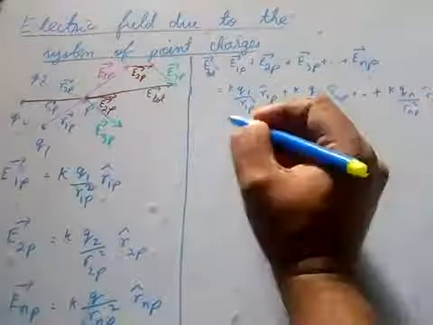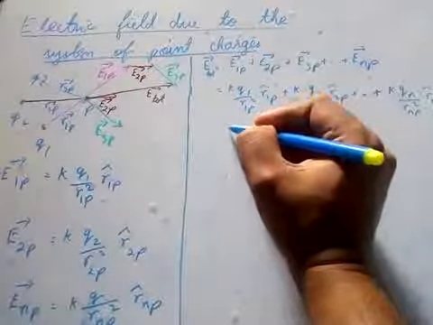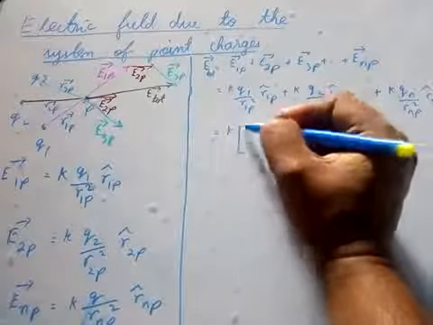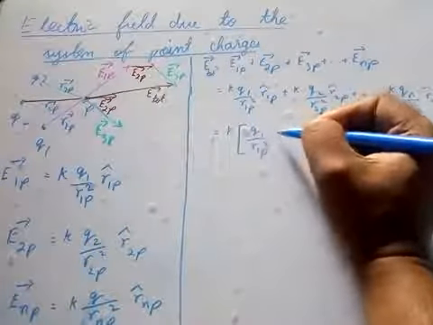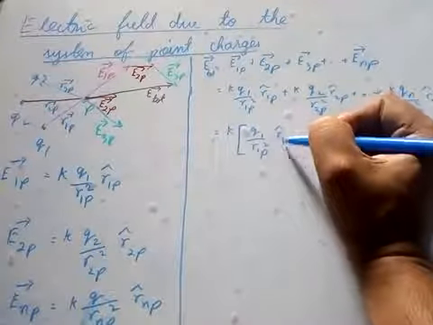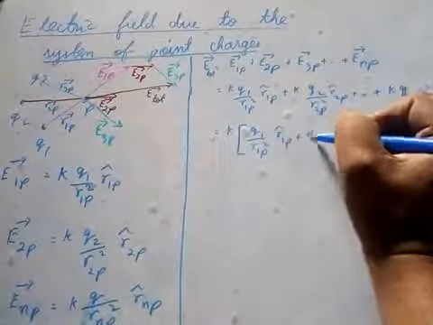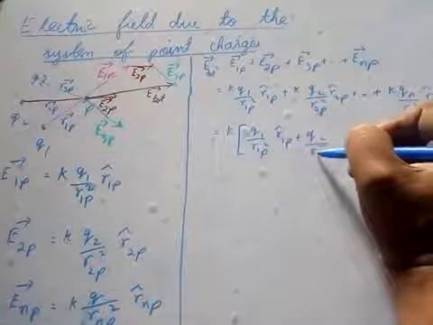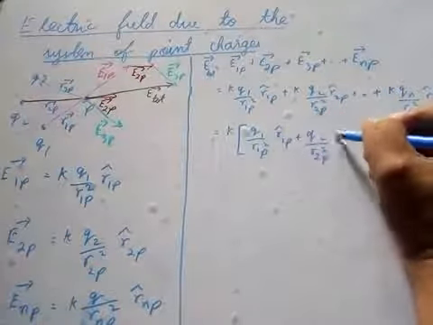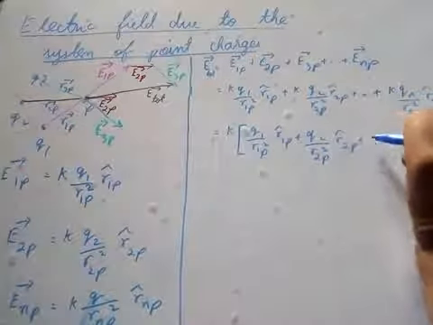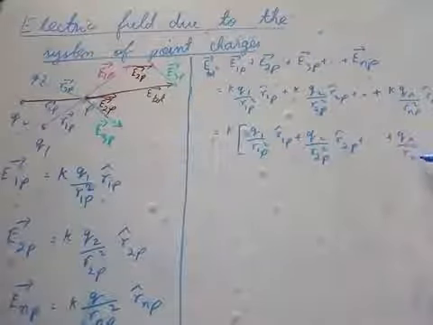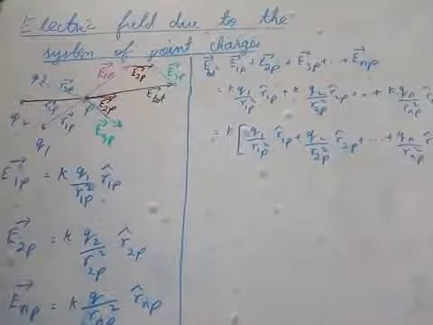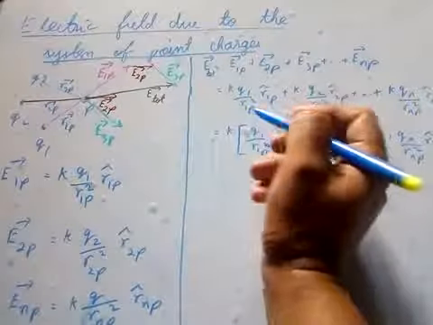Now what's common everywhere? K is common, so write K here. K into Q1 by R1P the whole square into R cap 1P, plus Q2 by R2P the whole square into R cap 2P, plus up to Qn by RnP the whole square into R cap nP. So this is the total electric field.